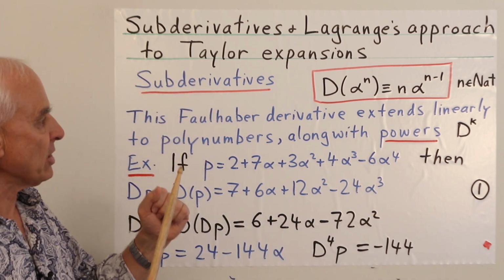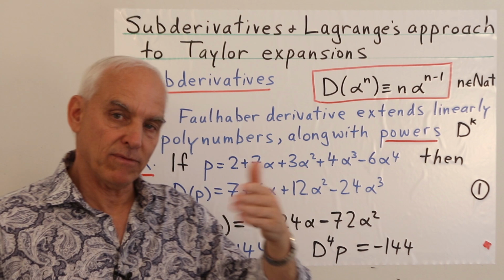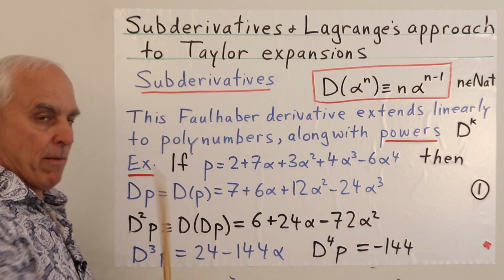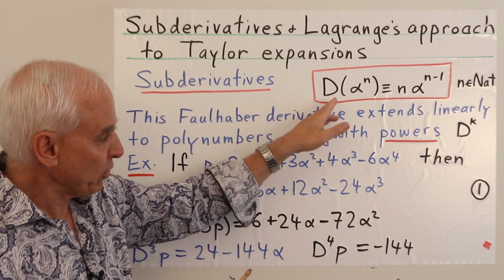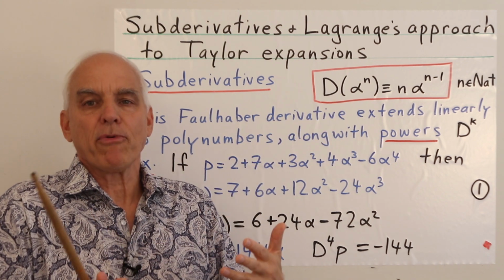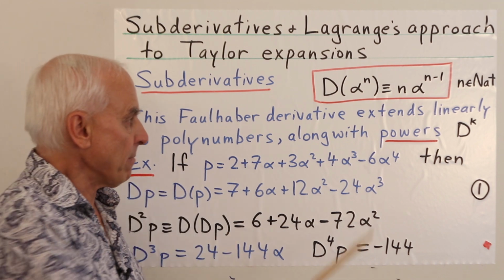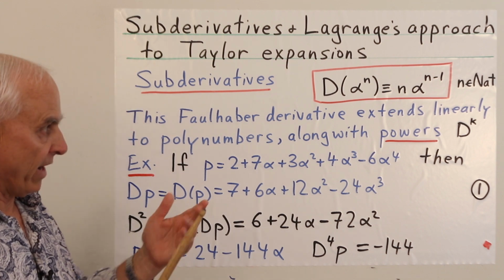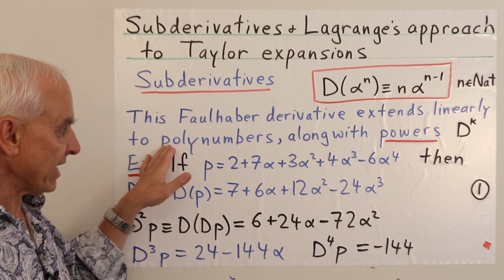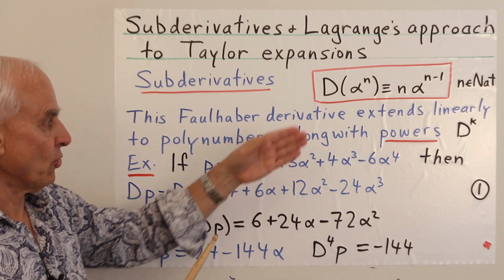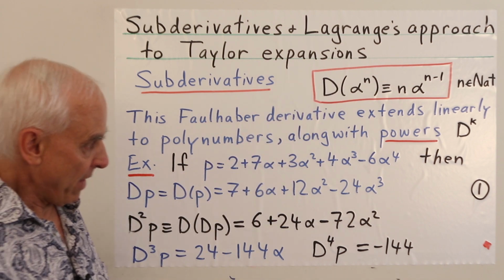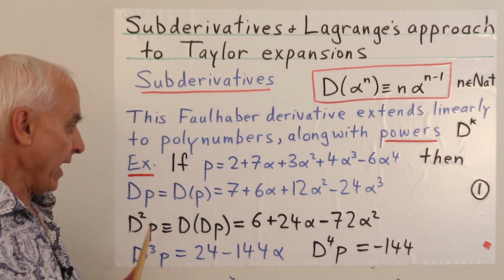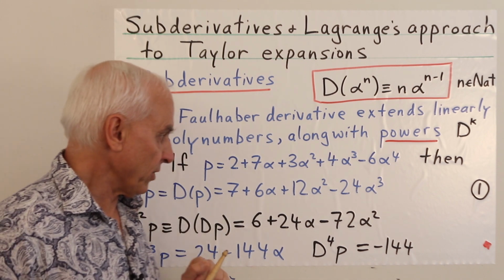Okay, so let me remind you of the usual derivative as we've set it out in the Algebraic Calculus 1 course. It is due to Faulhaber. It's a Faulhaber derivative, which is purely a formal operator on polynumbers defined by d of alpha to the n is n times alpha to the n minus 1, where n is a natural number. Then it's extended linearly to general polynumbers. We can also talk about powers of the derivative, d super k. So let's run through an example or two.